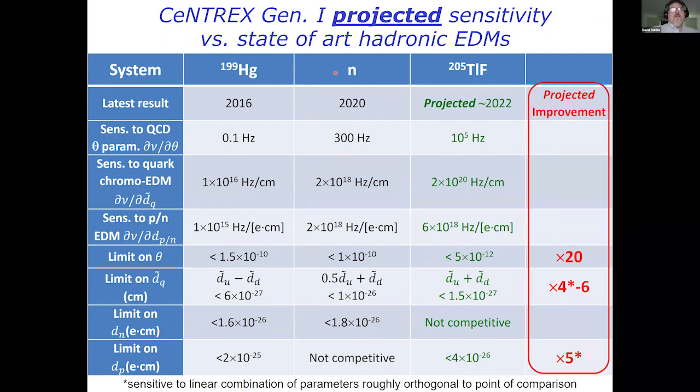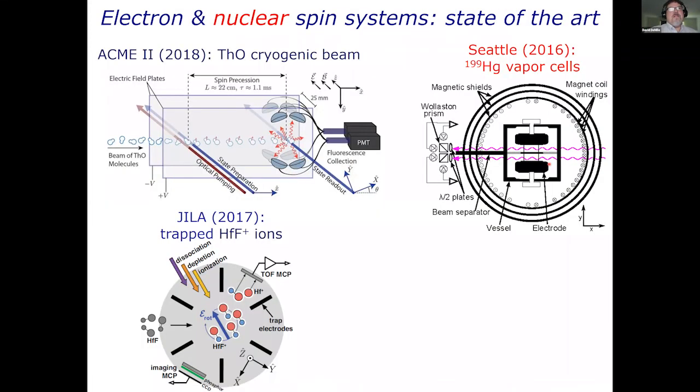So just to point out, the 3 most accurate AMO type experiments looking for EDMs are our ACME experiment looking for the electron EDM, the Seattle mercury experiment using vapor cells of mercury to measure the mercury nuclear Schiff moment, and then the beautiful experiment being done at JILA using trapped hafnium fluoride plus ions, whose sensitivity is close to that of ACME.